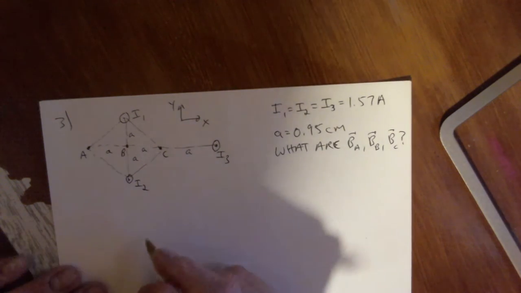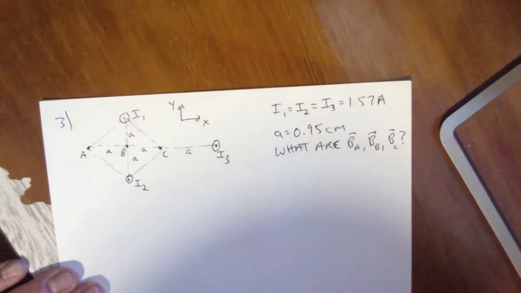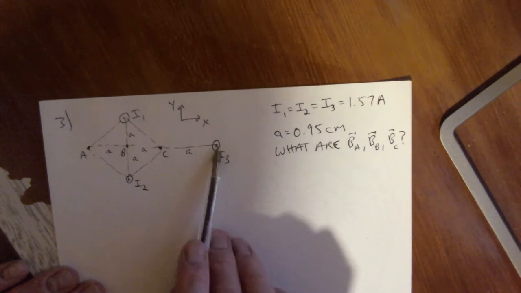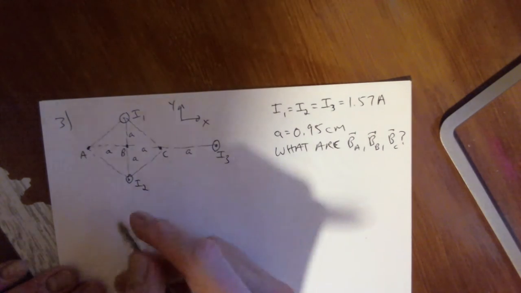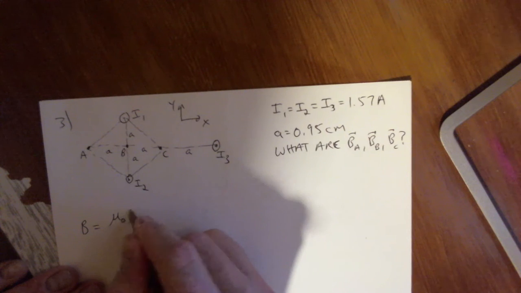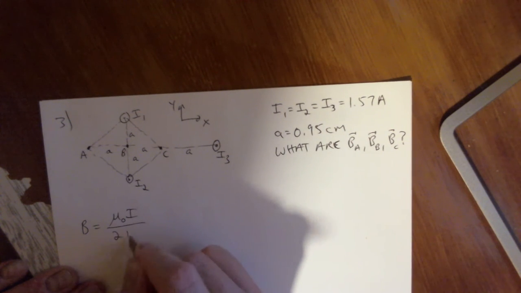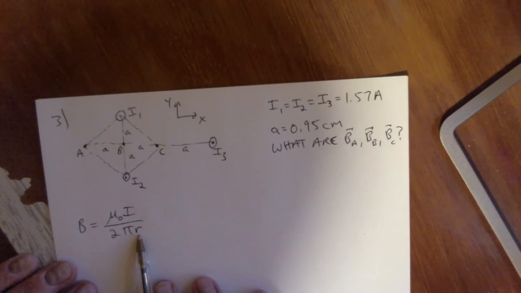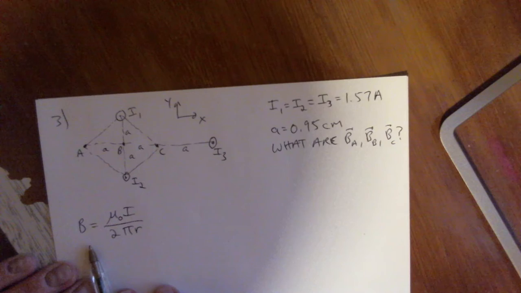We know they are long straight currents, and they are going out of the page in each case. We know the magnitude of the B field due to a long straight current. It's mu sub naught I over 2 pi r, where I is the current and r is the distance between the current and the point where you're finding the B field.